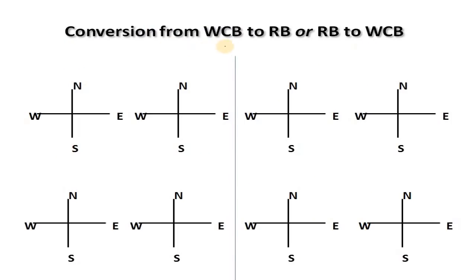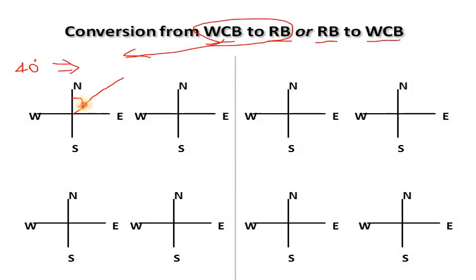Now go to the next. Conversion from WCB to RV and RV to WCB. Means if WCB is given, you have to convert to reduced bearing. If reduced bearing is given, you have to convert to WCB system. Suppose 40 degree WCB is given. We are looking for this conversion. You need to convert to reduced bearing system. So first draw this. This line will be here. This 40 degree. How to write this bearing in reduced bearing system, RV system? This line started from north and this angle is 40 degree and in eastward direction, that is the conversion. This is the reduced bearing of this WCB.